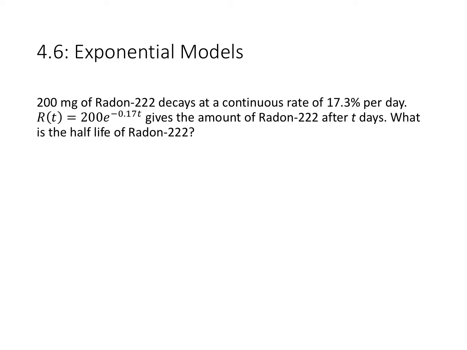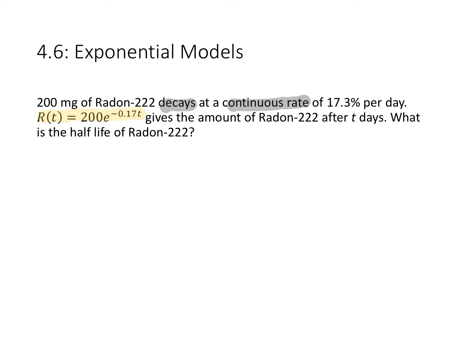Here's an example of a problem involving half-life of a radioactive substance. We have a problem where we have an initial amount of radon-222 and a continuous decay rate. So the continuous rate and the word decay is telling us that our formula for the amount of radon is going to be given by this continuous growth formula. Notice that because we're decaying at 17.3%, we have a negative growth rate.